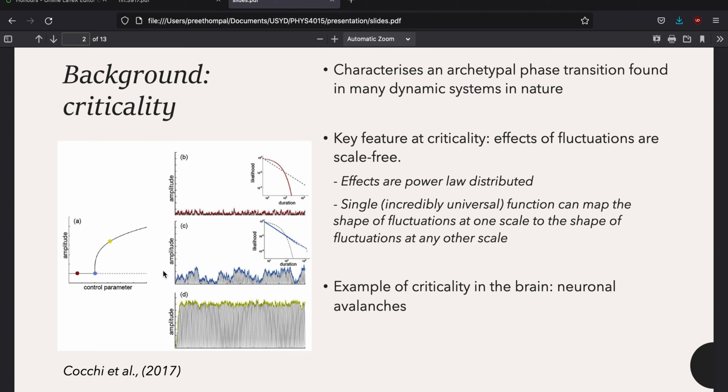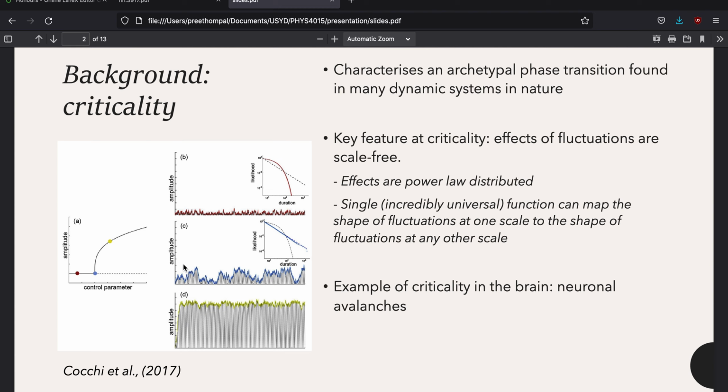So below criticality, which is seen in red here, if we introduce some noise, we can see that the effects of noise are quickly damped. In other words, the system stays at its stable state down here. Above criticality, let's say the system is in this state up here, we introduce noise, and again, the effects are quickly damped, so we stay at this stable state.